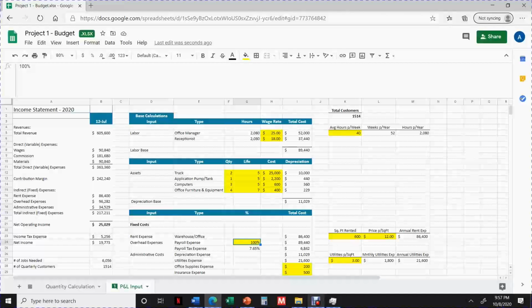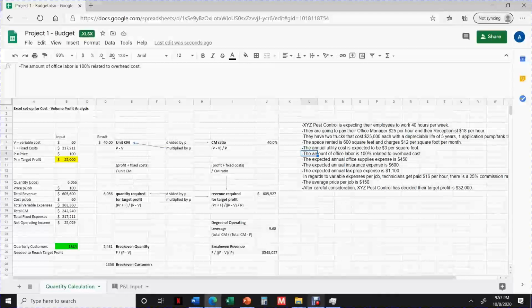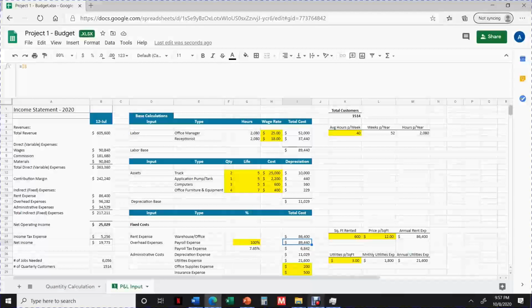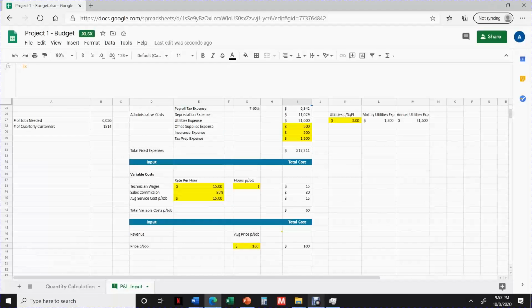Our labor base is 89,440, and our payroll expenses is the same. So that means we've used 100% of that, which is good. No need to change it. The expected annual office supply expense is $450. Hop back over. Sorry for moving it so quickly. $450. Let's go back to the calculation sheet.